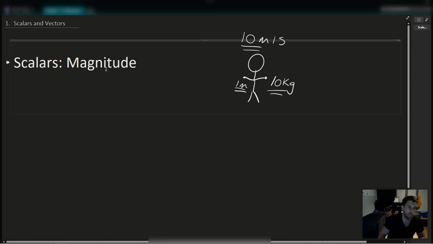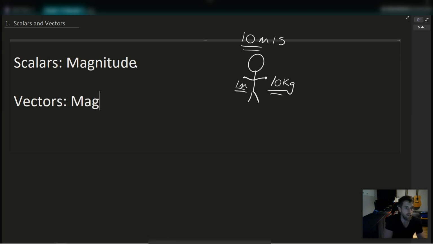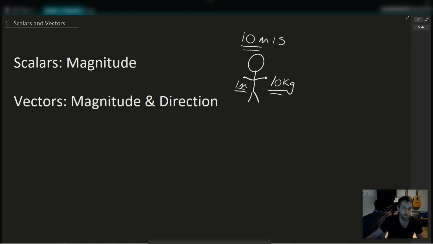Let's move on to some vectors. What's a vector? A vector has magnitude. It also has direction. Go back to our guy. We're going to name him Gui. Now, Gui is moving 10 meters per second. Gui is also moving 10 meters per second east.